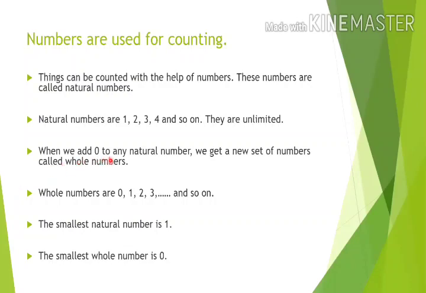When we add 0 to any natural number, we get a new set of numbers. They are called whole numbers. That means natural numbers along with the 0 form the whole numbers. Whole numbers are 0, 1, 2, 3 and so on. From this, we can understand that the smallest natural number is 1 and the smallest whole number is 0.